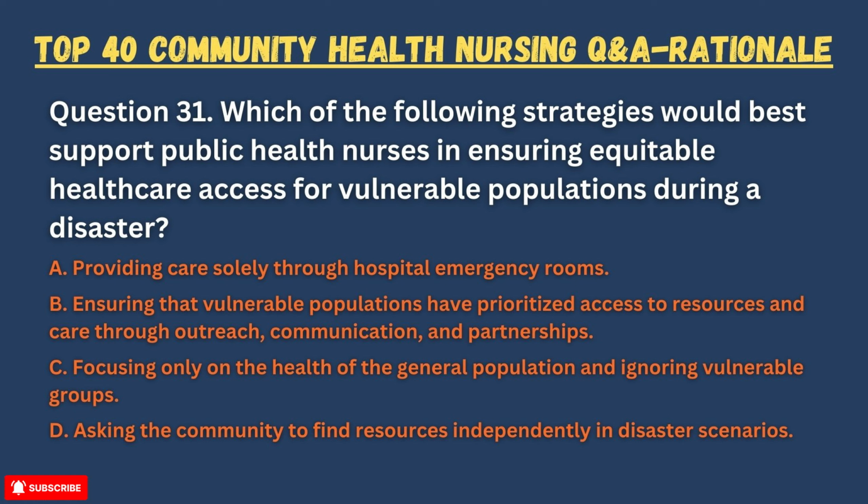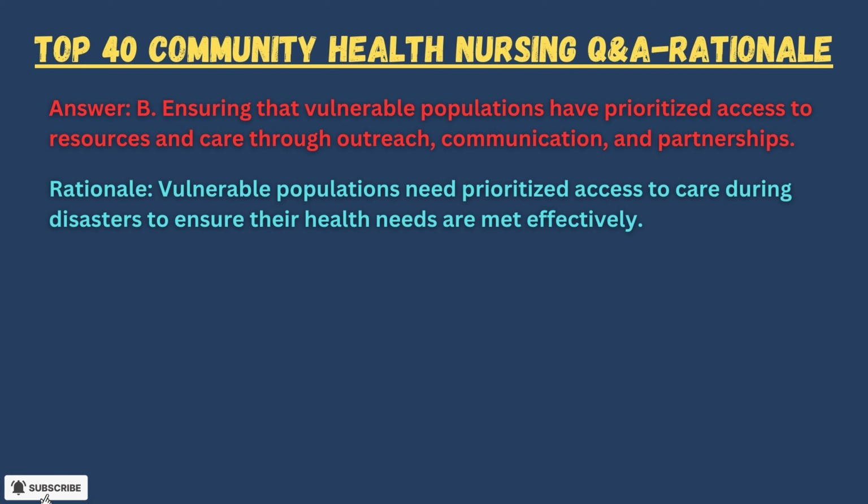C. Focusing only on the health of the general population and ignoring vulnerable groups. D. Asking the community to find resources independently in disaster scenarios. Answer: B. Ensuring that vulnerable populations have prioritized access to resources and care through outreach, communication, and partnerships. Rationale: vulnerable populations need prioritized access to care during disasters to ensure their health needs are met effectively.